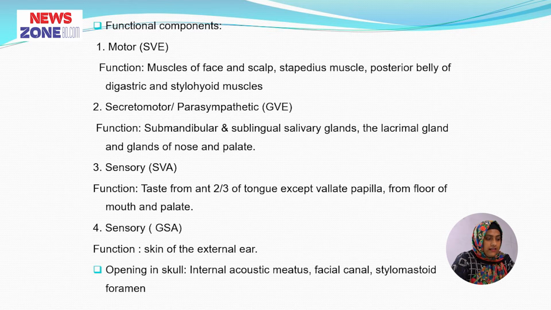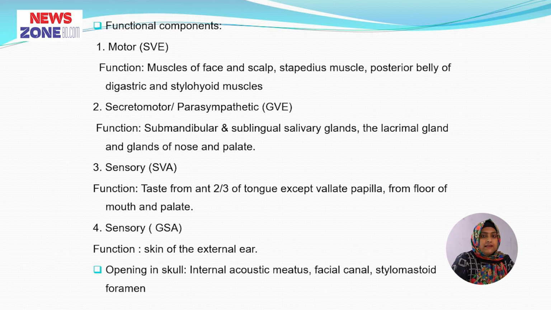Special visceral efferent, that is the motor supply. It supplies the muscles of the face and scalp, the stapedius muscle, the posterior belly of the digastric and the stylohyoid muscle. These muscles also come from the second pharyngeal arch, and the facial nerve is the nerve of the second pharyngeal or branchial arch, that is why it supplies these muscles.